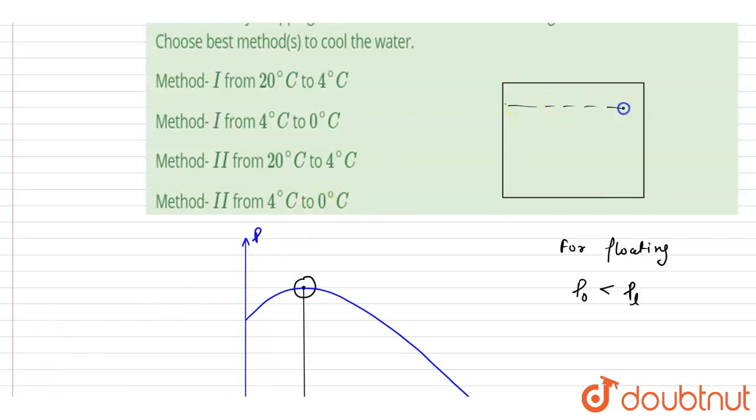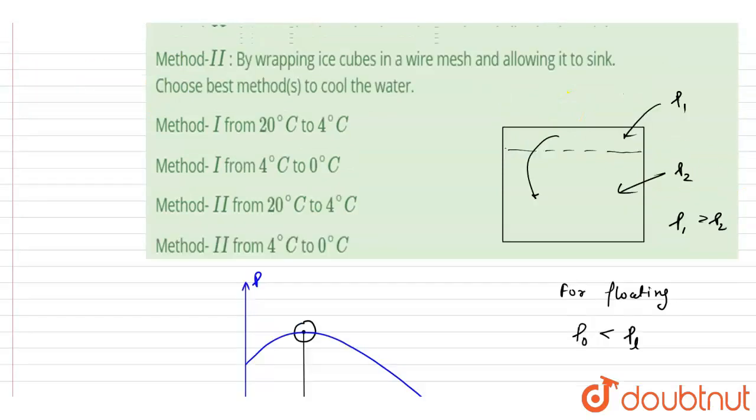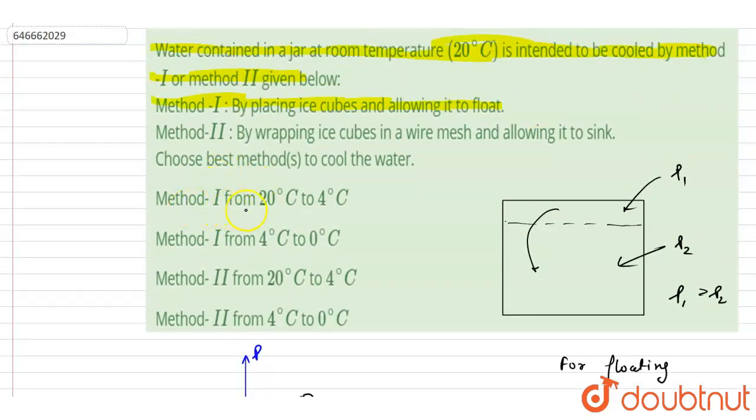If I say here the density is more and here the density is less, rho 1 is more than rho 2, then what will happen? This rho 1 will try to go downward, which we don't want. So method 1, for the temperature range 20 degrees Celsius to 4 degrees Celsius, is okay. For this range you can go for method 1, but after that, the density will rise and it will become a difficulty.